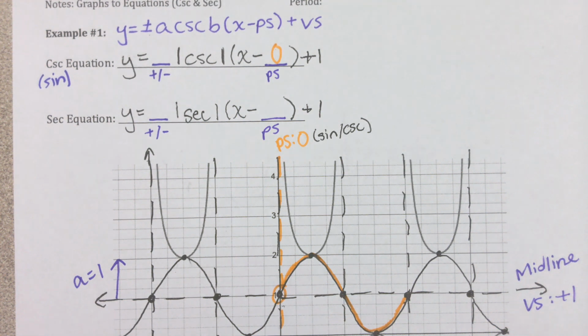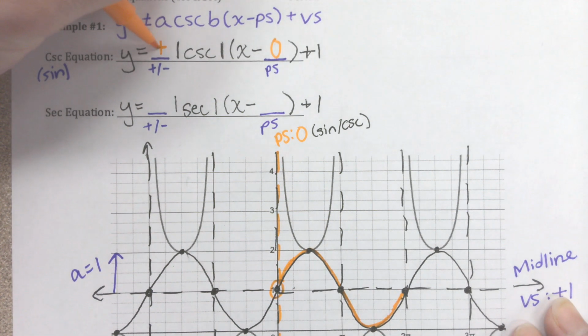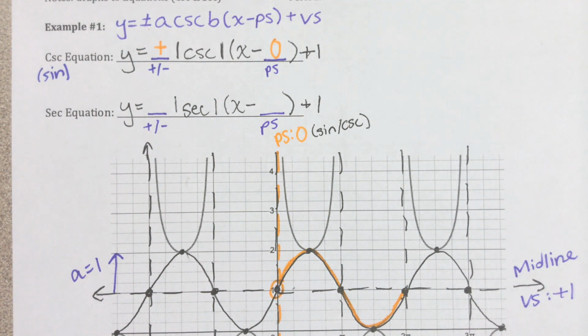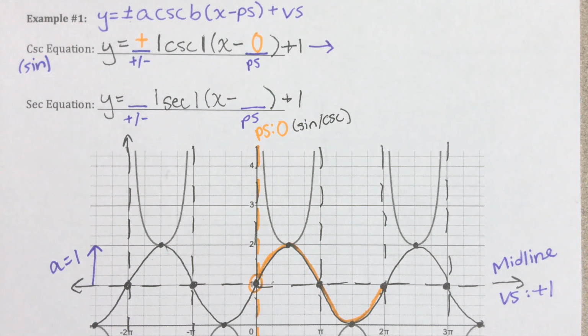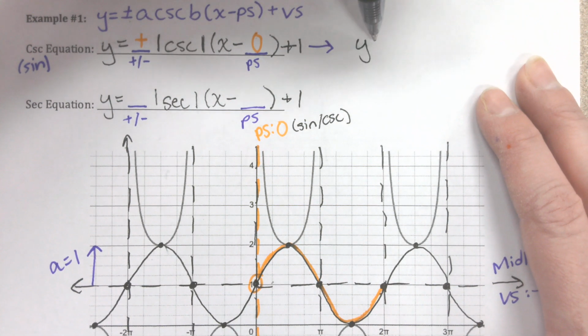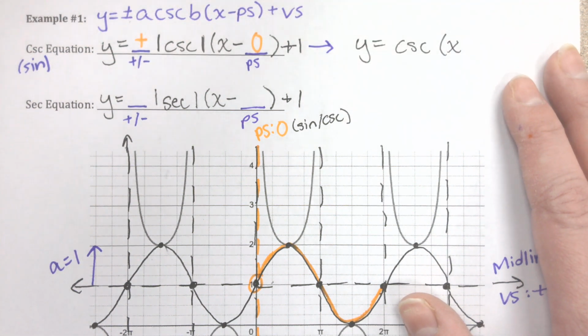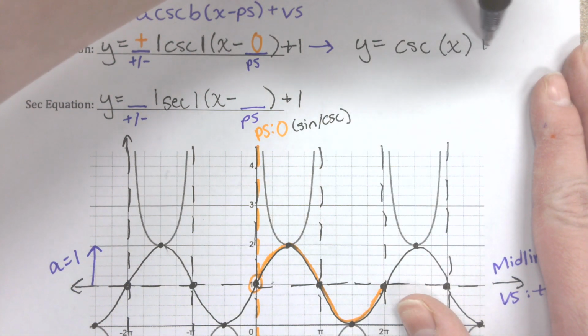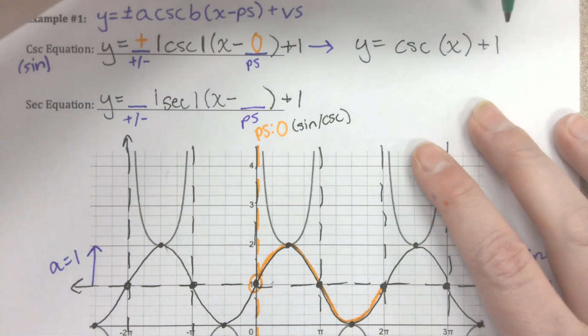And then for the plus or minus, you just look at the curve. We start at our starting position and we go up from there. That's a positive movement. We have a positive 1 for our A value. There's nothing wrong with leaving this equation like this, but we can clean it up just a tad bit. Y equals, I'll drop the 1, cosecant. X can drop to 0, plus 1 at the end. That is the better version of this equation.